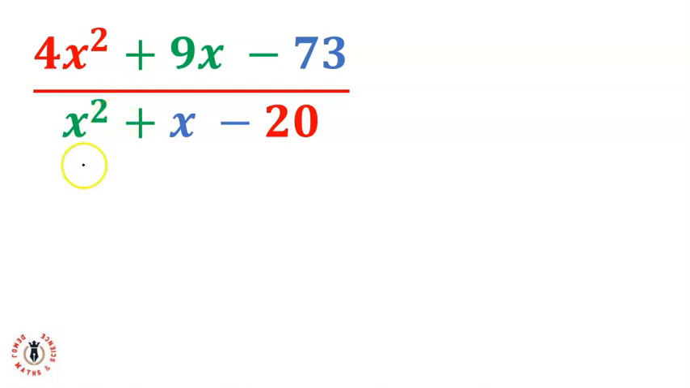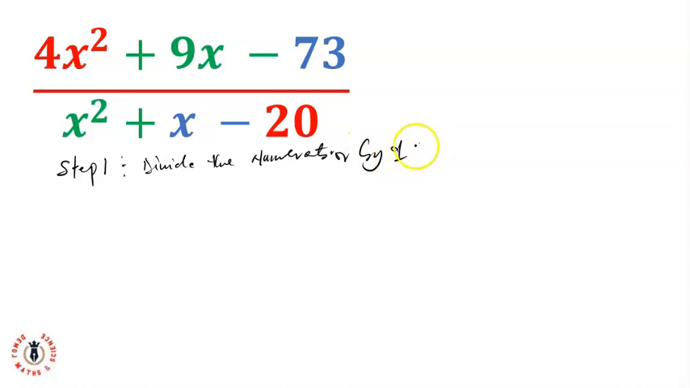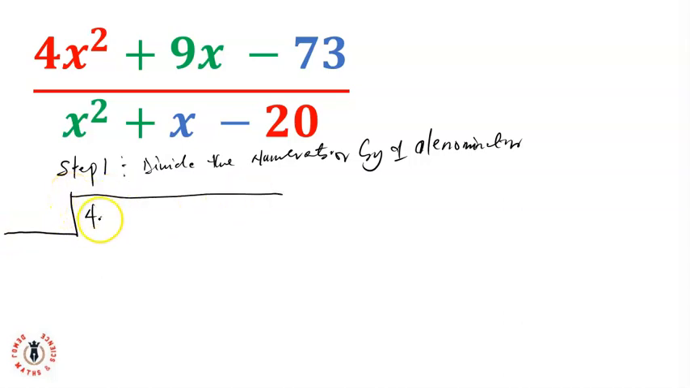So the first step, step 1, is to divide. We're going to divide the numerator by the denominator. Here the numerator is 4x squared plus 9x minus 73, while the denominator is x squared plus x minus 20.